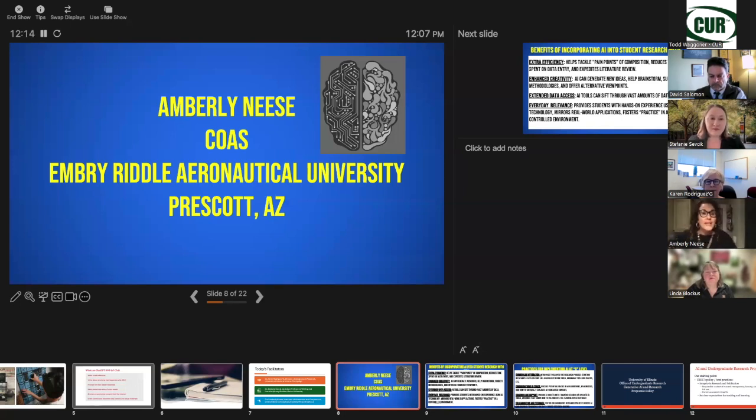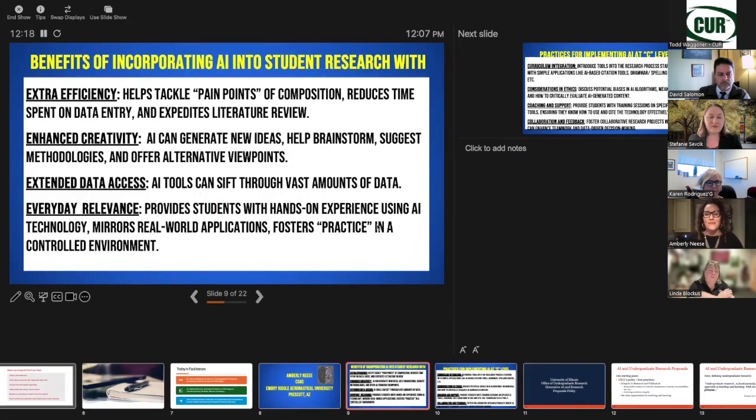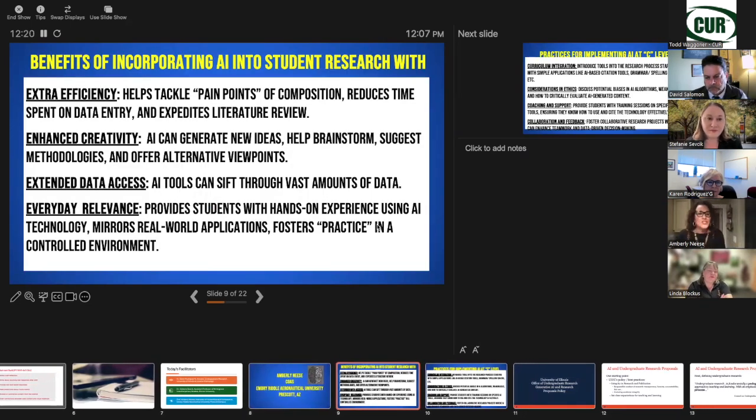So quickly, with ease, the benefits of incorporating that type of technology into our student research: extra efficiency. It helps tackle those pain points, again, the big ones of starting a project and feeling confident in the process. Enhanced creativity. So obviously it can help us brainstorm, give us new ideas, give us a new perspective.